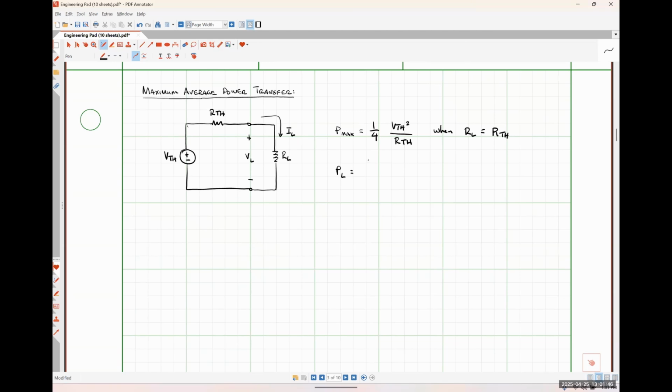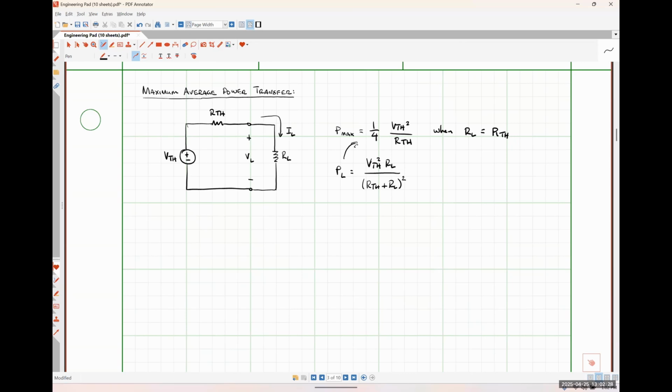And so if I'm remembering correctly, that's going to come out looking like VTH squared times RL over RTH plus RL quantity squared. That looks right from Ohm's law and voltage division and multiplying those things together, right? So we came up with these relationships essentially by taking the derivative of this and figuring out what value of RL makes that power hit its maximum value. And we found that that was when RL is equal to the Thevenin resistance, okay?